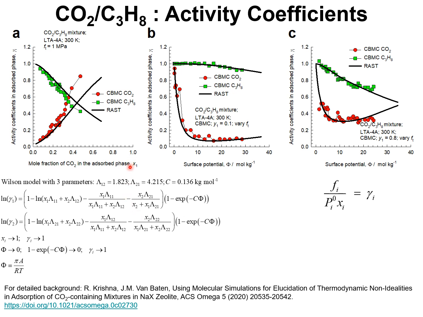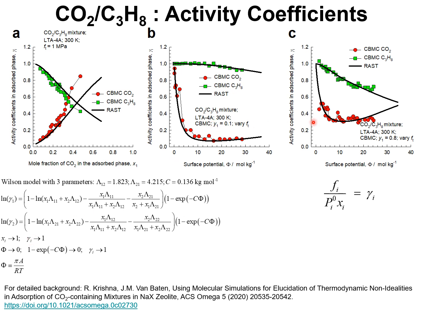For the three sets of CBMC simulations shown in the previous slide, I plot here the activity coefficients for CO2 and propane as a function of either the mole fraction of CO2 in the adsorbed phase mixture or the surface potential. For the campaign in which the total bulk fugacity is maintained at 1 megapascal, we see the activity coefficients have the limiting behavior that as the mole fraction of the adsorbed component i approaches unity, the activity coefficient of that component should also approach unity.